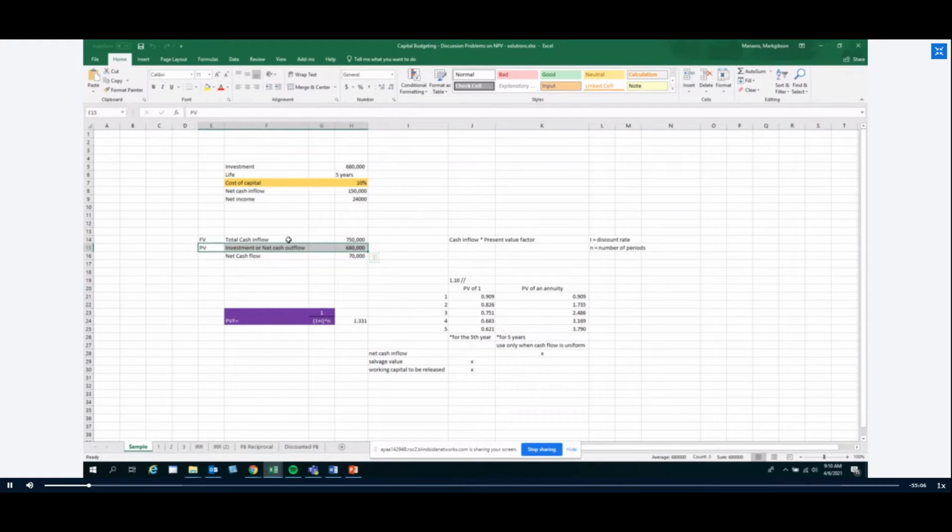How do we identify that this is future value? Because you're just estimating how much you will get out of this investment for the next 5 years. That's why you have the net cash inflow. This is the estimated cash inflow, in this case uniformly for the next 5 years. So we multiply 150 with 5 years, and that's 750,000.